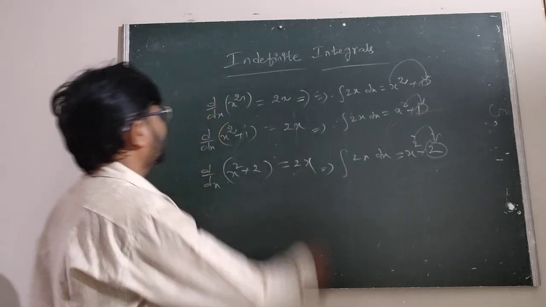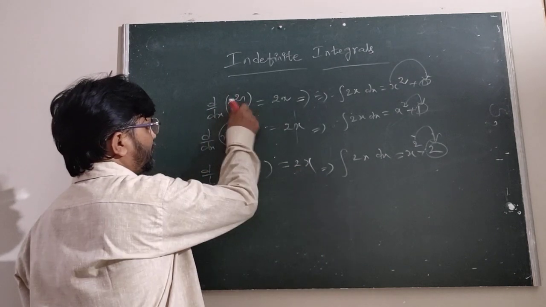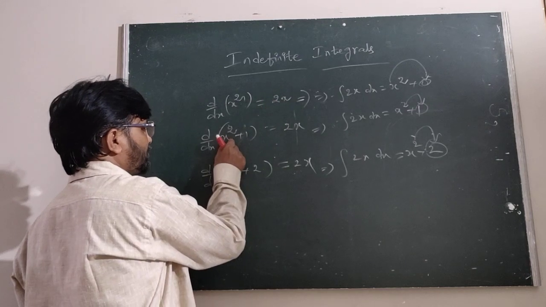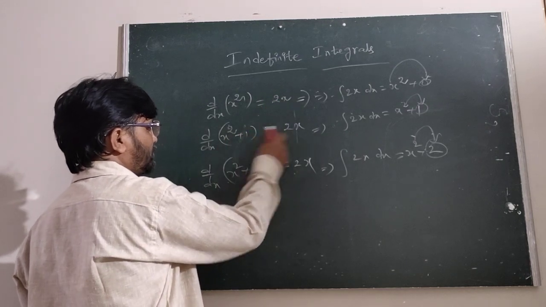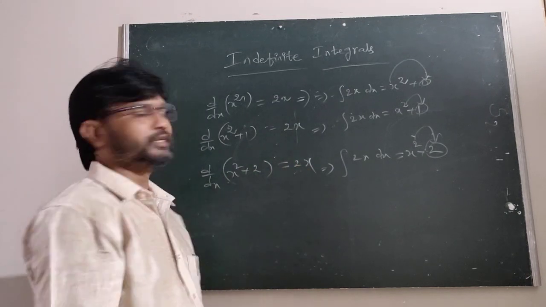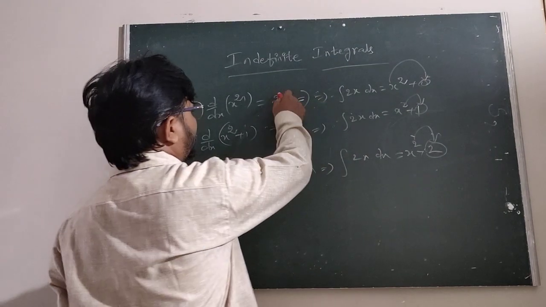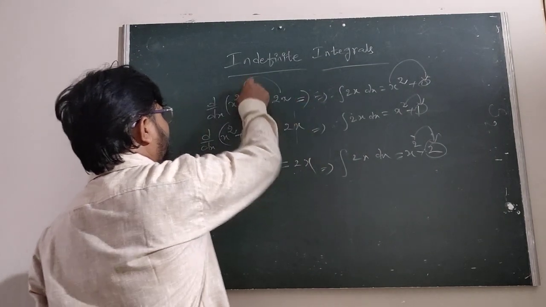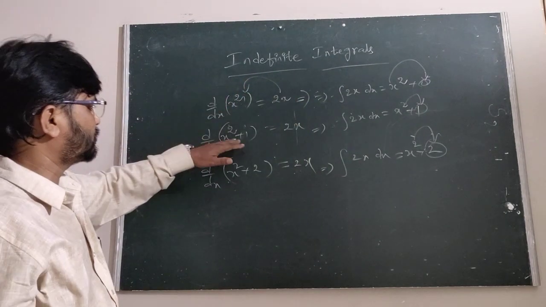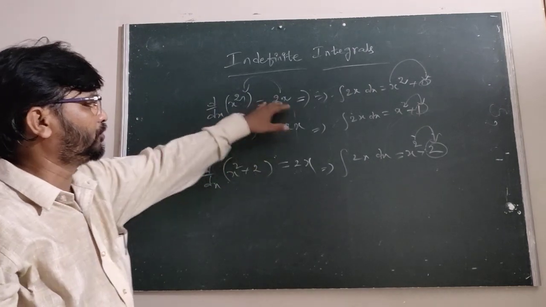Therefore, what are you thinking? The derivative of 1 is 0. The derivative of 2 is 0. The derivative of x square is 2x. So, like this, we can know that the inverse process of differentiation is called the integral. Here, x square, x square plus 1 and x square plus 2 are all the integral of 2x.